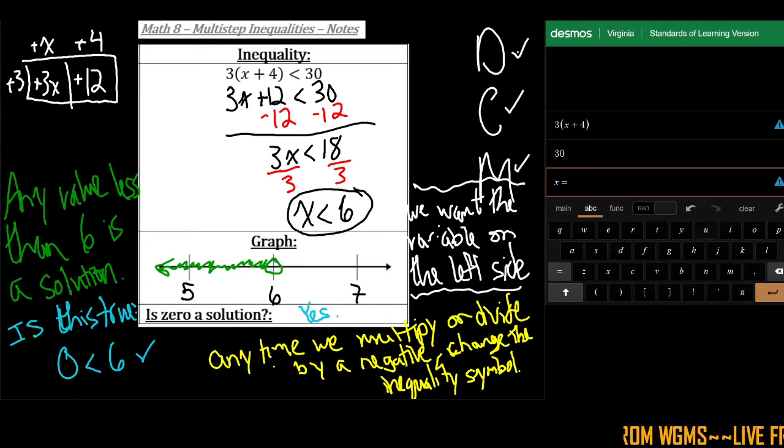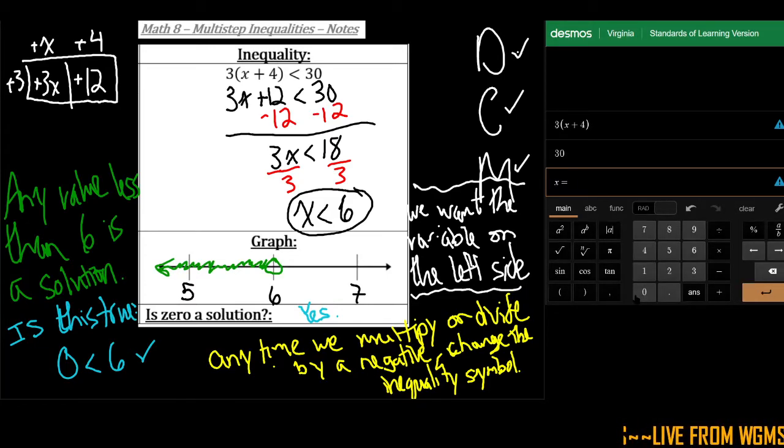So we could say something like, if we let x equal 0, we would say 12 is less than 30, so this is true. If we said something like 4, we have 24 is less than 30, so we know it's good. However, make sure you're seeing since it is strictly less than 6, we would not be able to include 6. That's because it's saying this is equal to, so that symbol would have to be an equal sign if we wanted to try to do that.